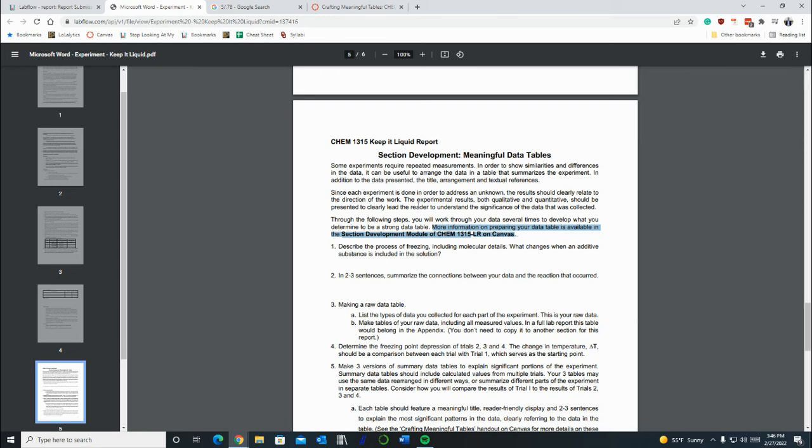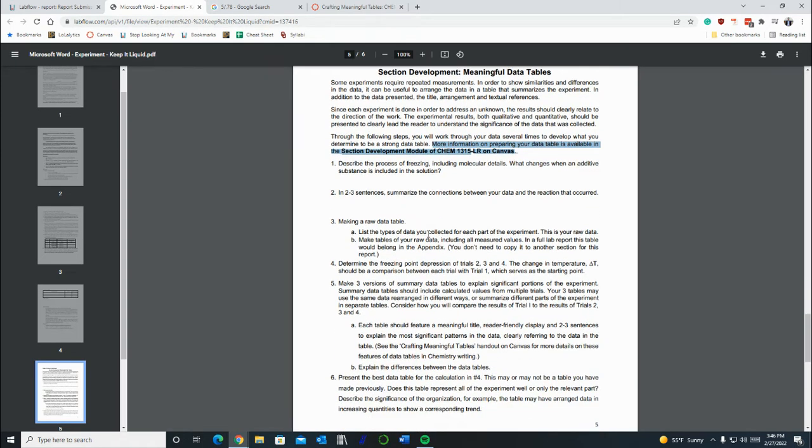But you're going to be doing several questions about making tables now. But first, it has a few questions for you. It asks you to describe the freezing process, including molecular details, and what changes when an additive substance is included. So you need to make sure you show a molecular understanding here of what happens whenever things freeze, and why adding other chemicals makes freezing more difficult and depresses the freezing point.